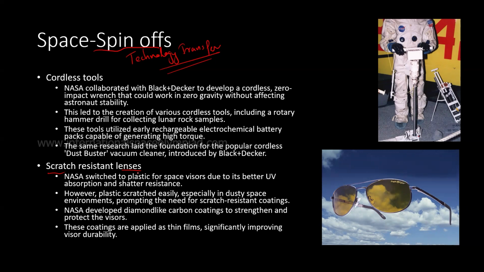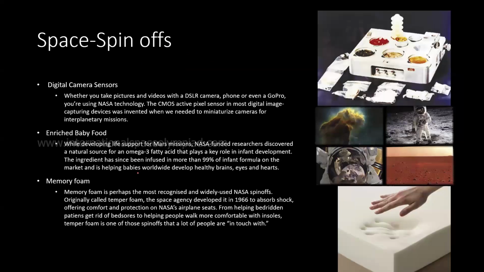That space helmet has a glass visor, and that glass has a scratch resistant coating which was developed for space. Again, it is in the space suit and that space helmet. Now it is widely used, in every glass. Okay, so that is the scratch resistant lenses.